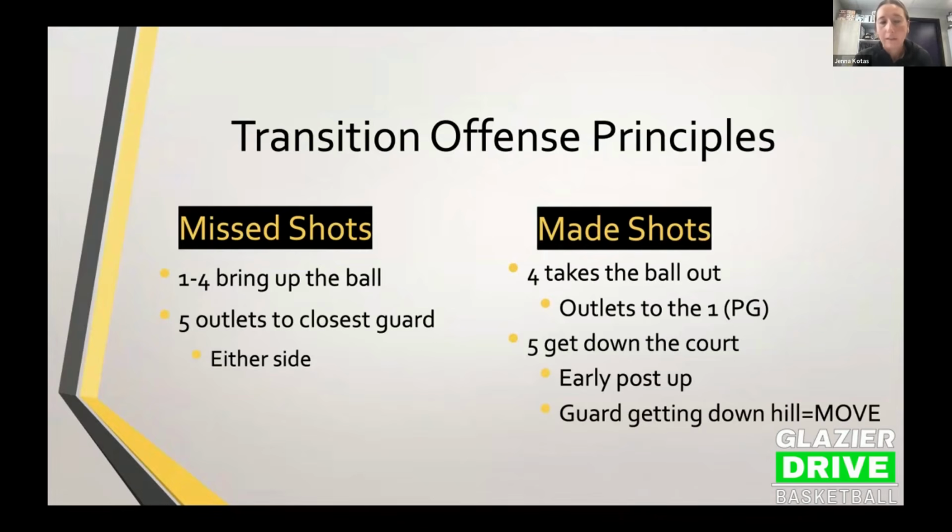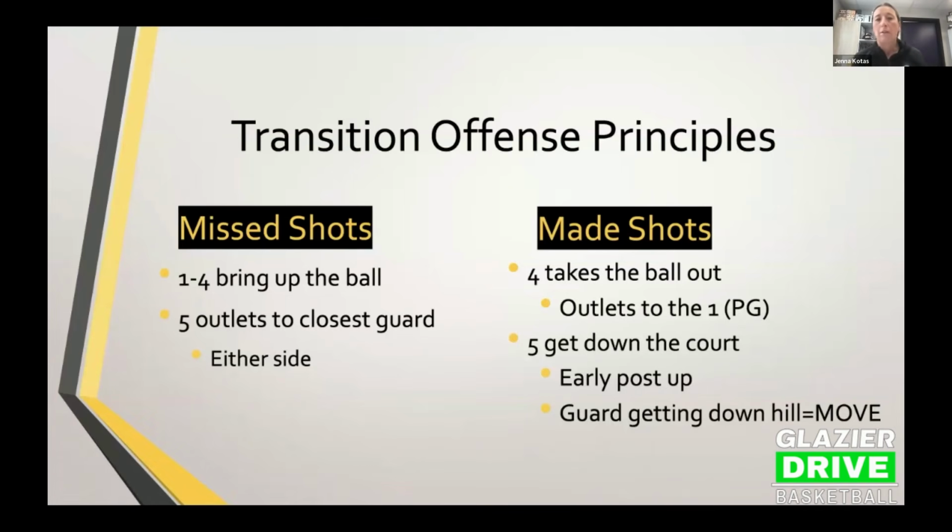Our 5, if they get the defensive board, they are outletting to the closest guard and they can outlet it to either side. We were a program in previous years that let's run it up the right-hand side. But to play, I think, faster, I think you need to be able to outlet it on both sides of the court. So that is something that we are focusing on this year, being able to bring the ball up on different sides of the court.